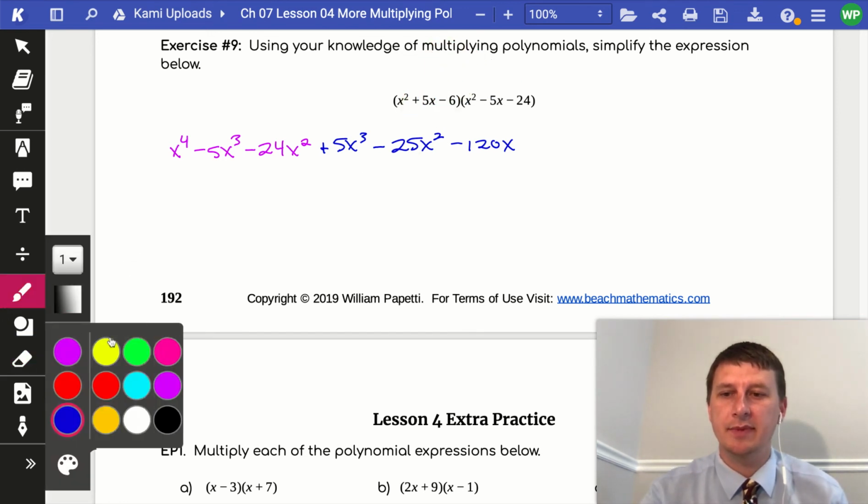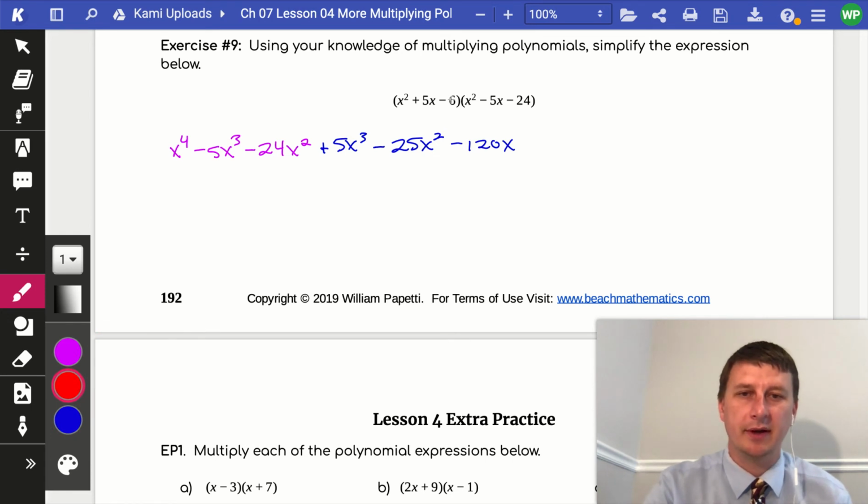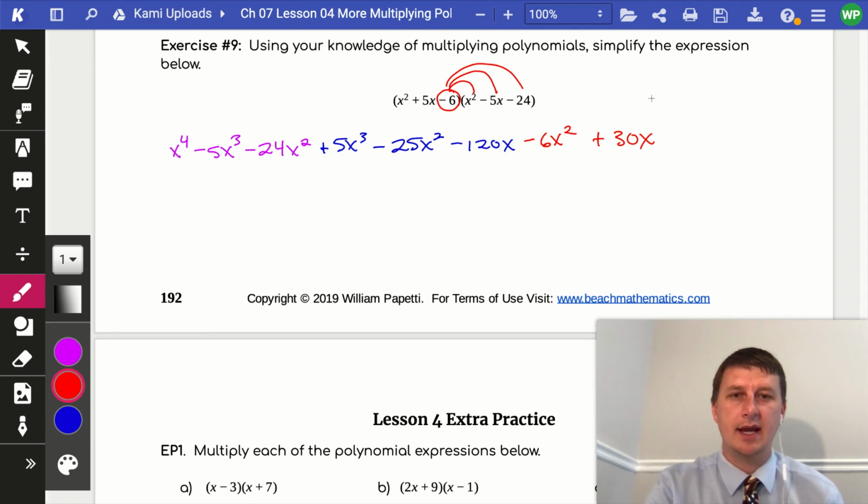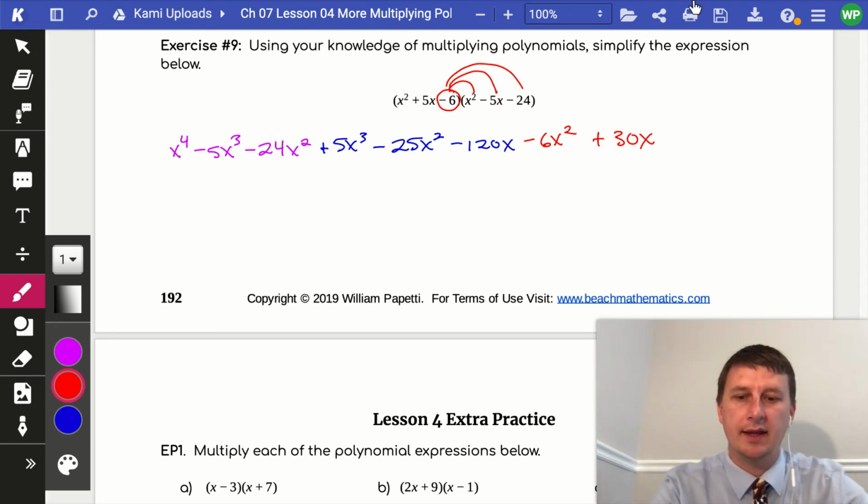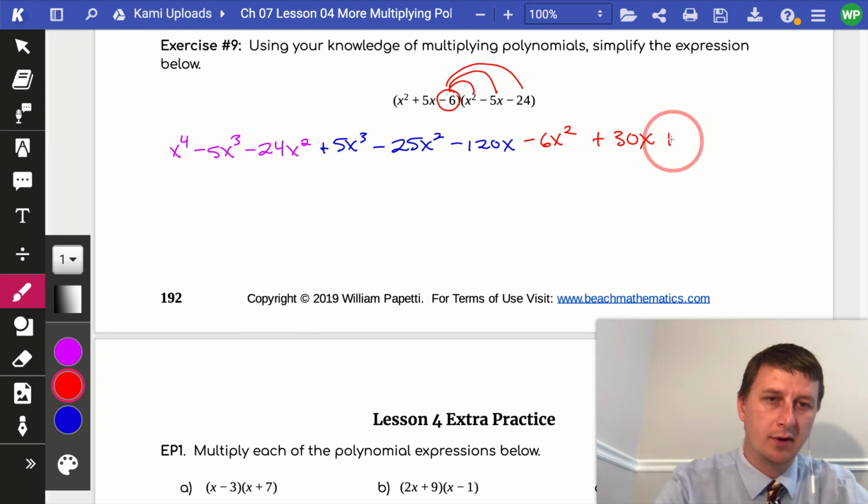And I'm going to continue on to my final term in my first set of parentheses, which is negative 6. I'm going to do negative 6 times x squared to get negative 6x squared. Negative 6 times negative 5x is going to be a positive 30x. Negative 6 times negative 24, and that's going to be 144, I believe, positive 144.